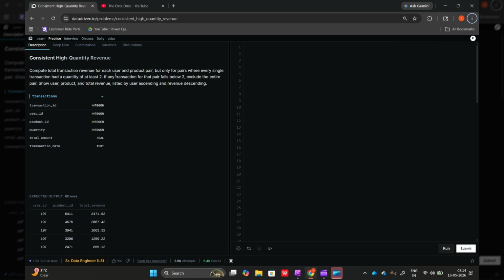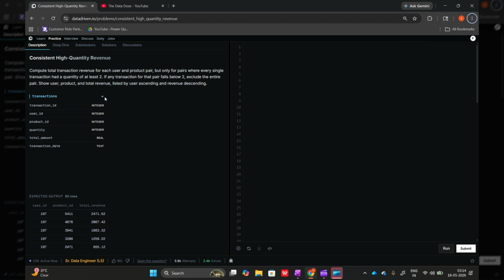This is a very important statement in the problem. Even if the quantities are at least 2 for other transactions of a user ID and product ID pair, if any one is less than 2, then we need to exclude the entire group. We need to show the user, product and the total revenue, ordered by user ascending and revenue descending.